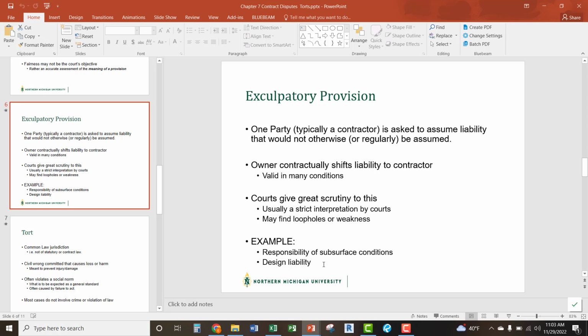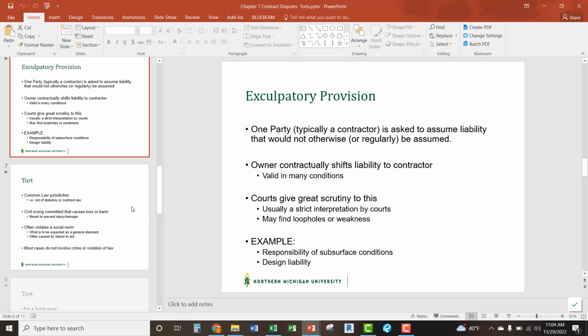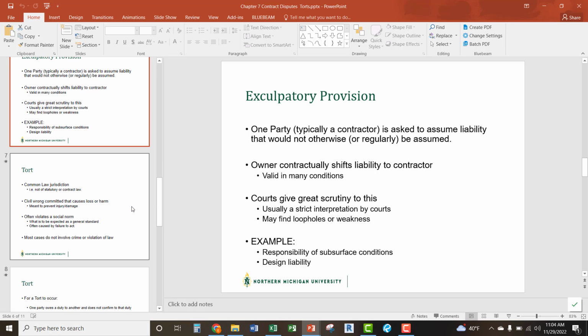Sometimes it might be valid though, because the owner's argument all the time is, well, we're hiring you, the contractor, to do all these things for us, and we wouldn't know any different, so you guys should know better. So again, there's that intention and what's reasonable, right? There's such a wide range of gray area that you just have to understand at least what an exculpatory provision is, why it's important, and how to look out for them.